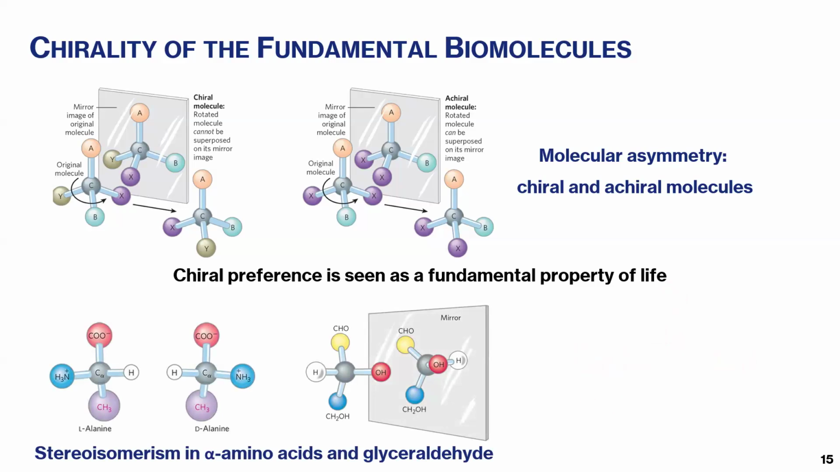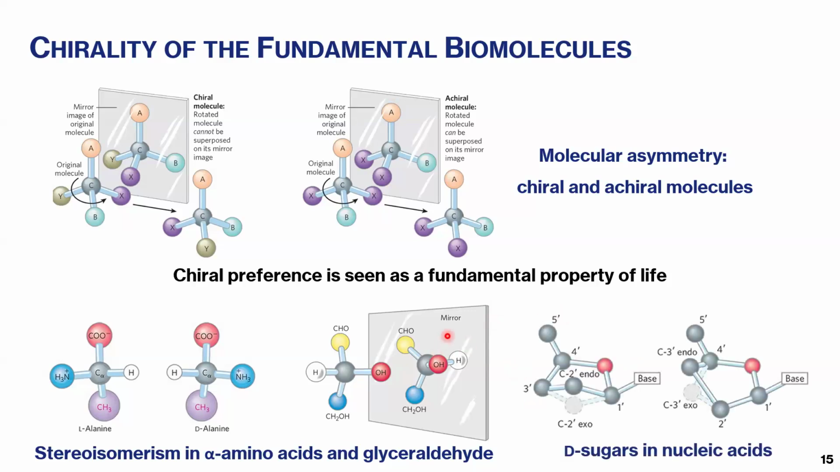When both enantiomers are present in equal concentration, the solution is racemic. If there is an excess of one enantiomer, the solution is said to possess an enantiomeric excess. So chiral preference is seen as a fundamental property of life. Indeed, all extant life forms exhibit a chiral asymmetry, namely nucleic acids exclusively employ D sugars, while proteins rely solely on L amino acids.